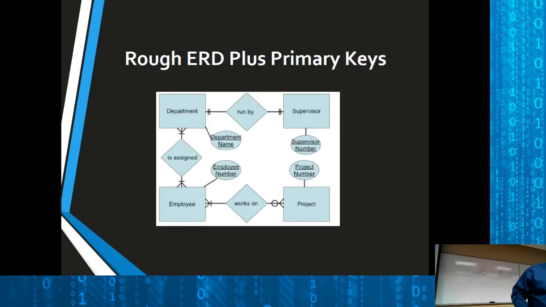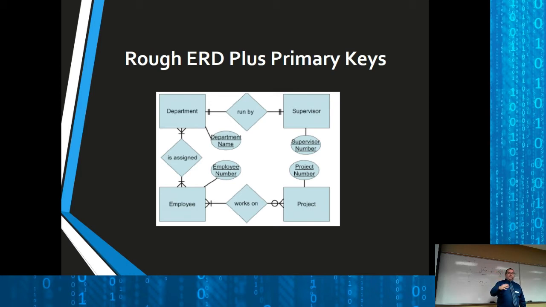Okay, now the next step is something called the primary keys. A primary key, do you guys remember how I described it last week? A primary key is a unique attribute that identifies a single instance of an entity. In this room, you all have a student number. That is your primary key as far as the college is concerned.